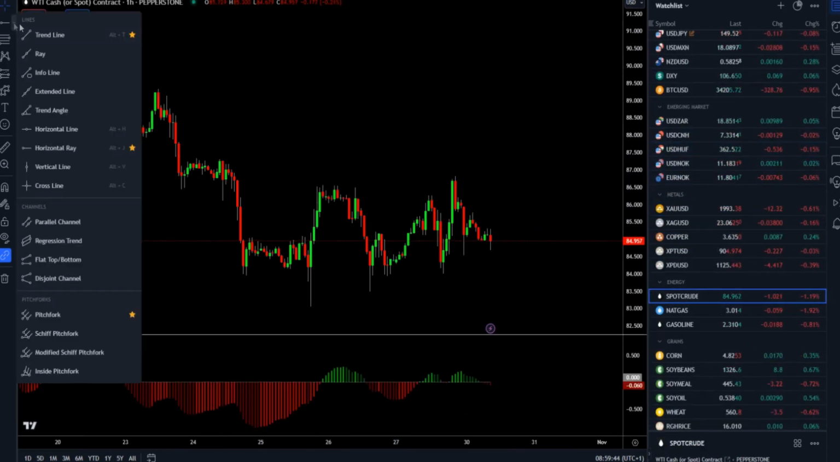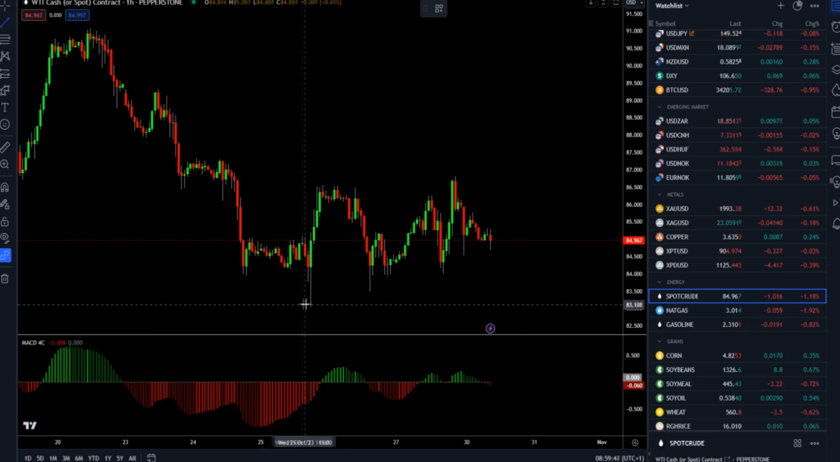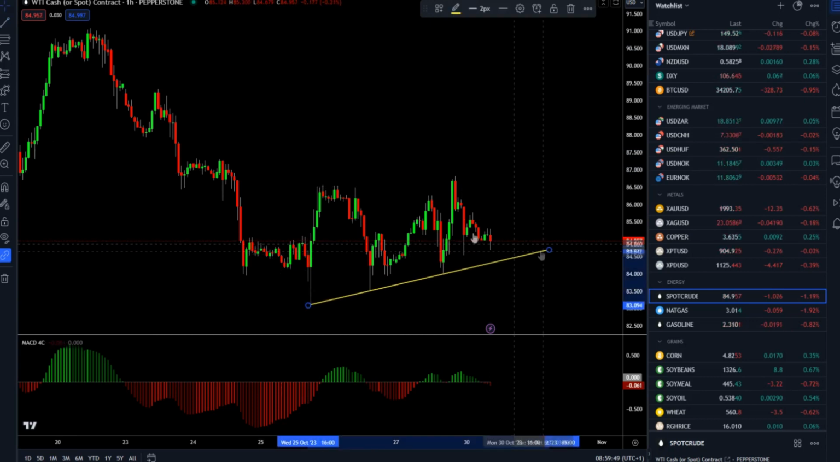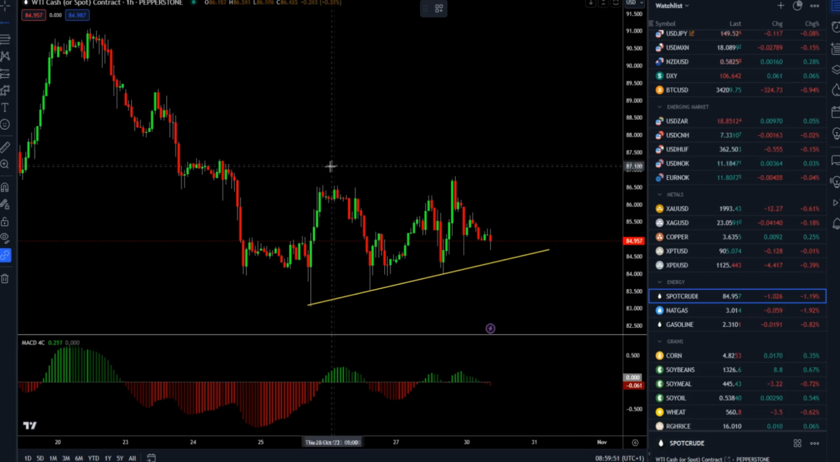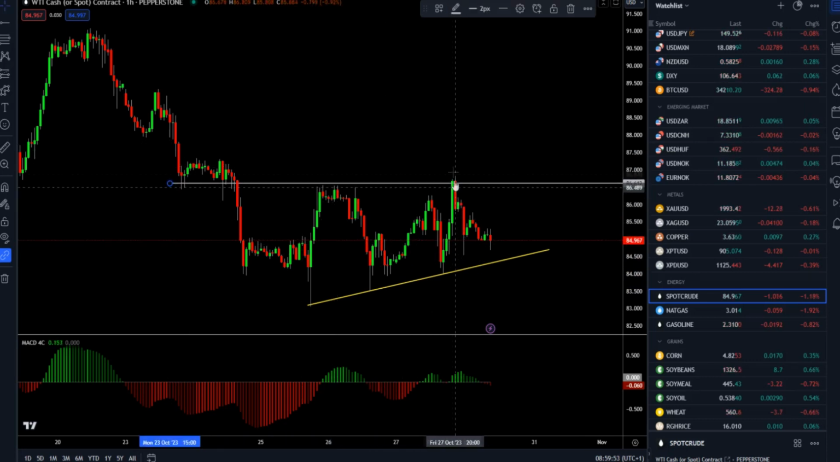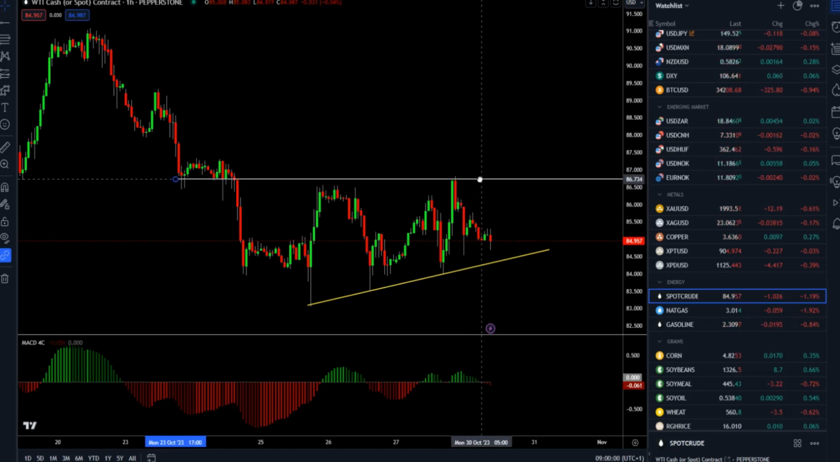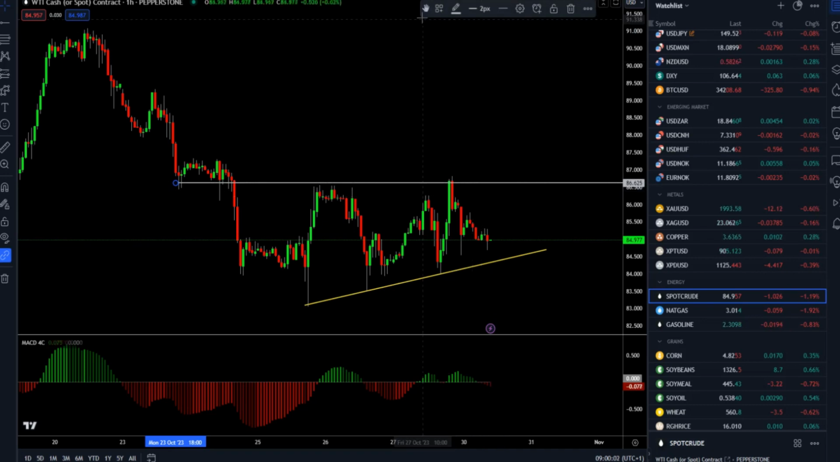Speaking of the crude oil, we can see that market is coiling. Basically, we have the rising lows, and we have matching highs. So around 86.80 mark. That's 86.70 mark. So we have this area here.